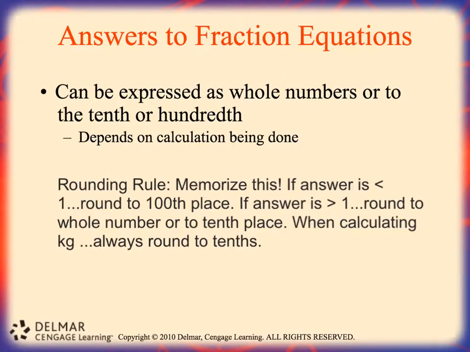But here's the rounding rule, and it's imperative that you memorize this rounding rule. If the answer is less than 1, you're going to round to the 100th place. You'll see why that is when we work with tuberculin syringes. If the answer is greater than 1, you either round to a whole number or to the 10th place. That depends on what you're calculating. When you're calculating kilograms, you always want to round to the 10th.